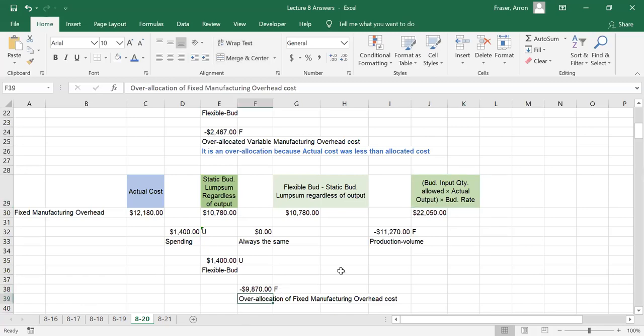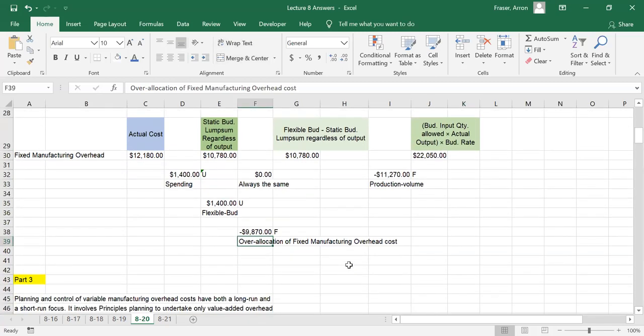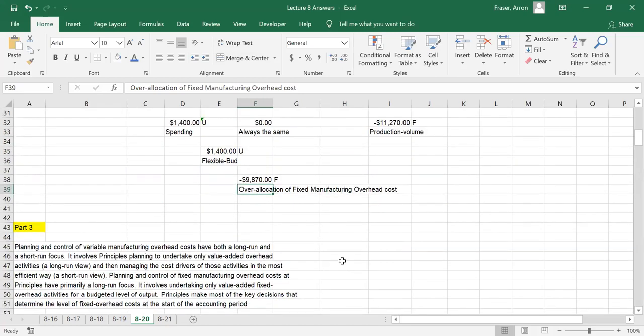So we will have to go back to our financials and adjust them so as to increase profits. Because as it is right now, we would have already recognized $22,050, but in fact, it should have only been $12,180. So you'll have to go and reduce costs.